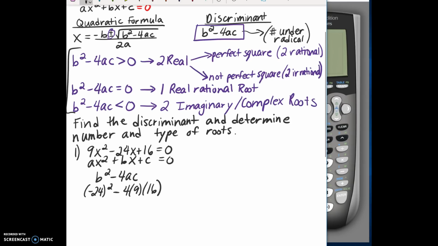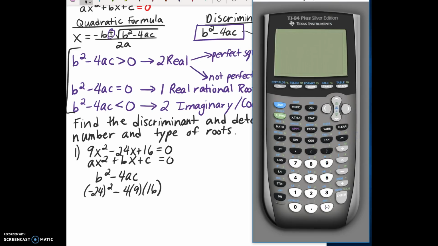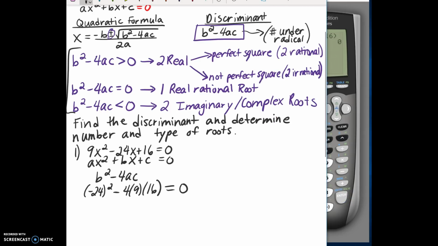Now this is something you can go right to your calculator and plug in all in one shot. And that's something, if we're doing the quadratic formula, this is the inside of the radical. You'll always want to do this without the radical part. Okay, so that gives us 0. 0 is our middle solution, so our discriminant is equal to 0.